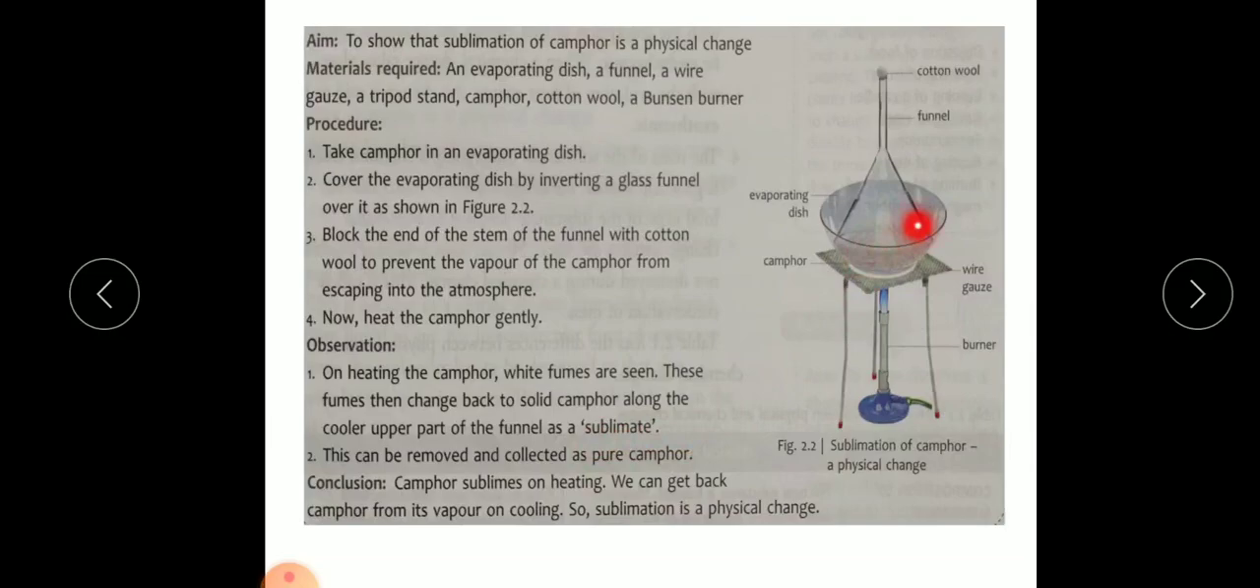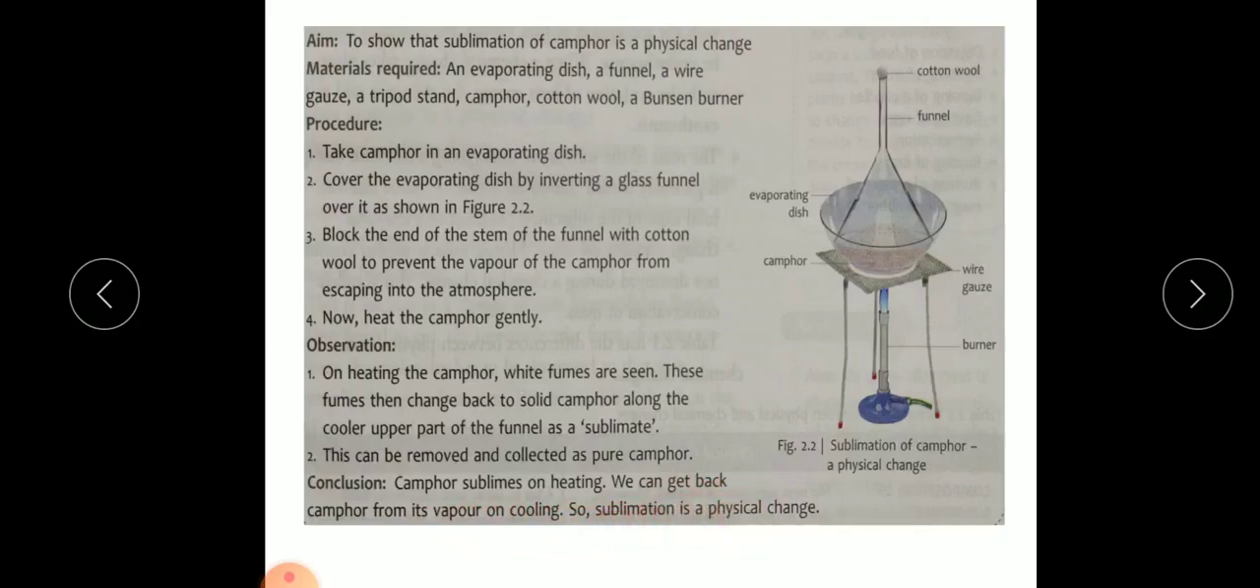So what will happen? When the camphor is heated, it will try to convert into gaseous form, and that gas, when it comes in contact with the cooler part of this funnel, will solidify once again, and that we call a sublimate. This can be removed and collected as pure camphor. So after that, whatever camphor has been deposited on the funnel, we can collect it. The conclusion from this is that camphor sublimes on heating. We can get back camphor from its vapor on cooling. So sublimation is a physical change.